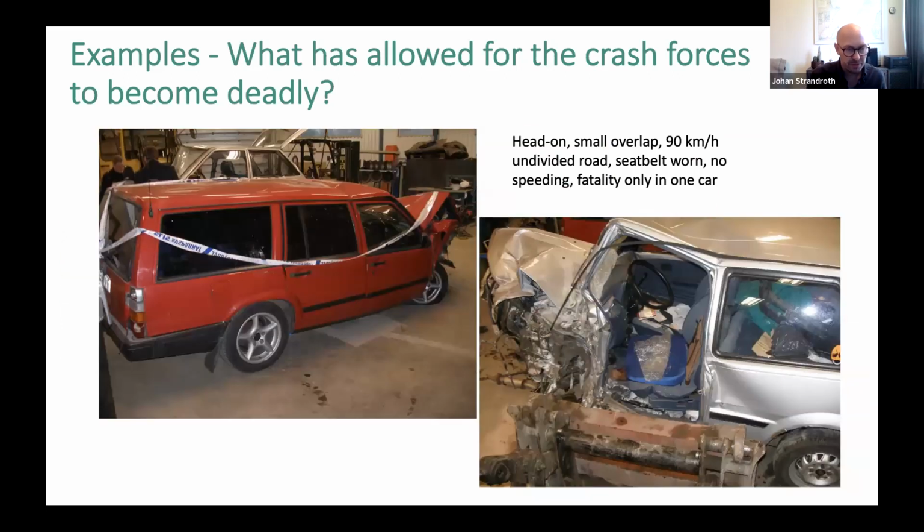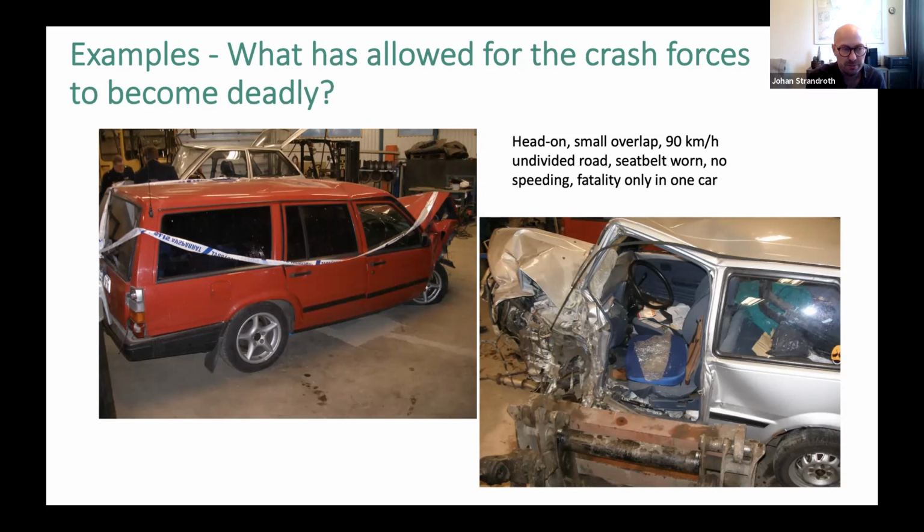Another example where we have two cars head-on, small overlap, 90 kilometers per hour, undivided road. Seatbelt is worn, no speeding, but we only have a fatality in one of the cars. So the injury mechanism would be acceleration, but also intrusion. So very, very severe leg and pelvis injuries in the silver car.